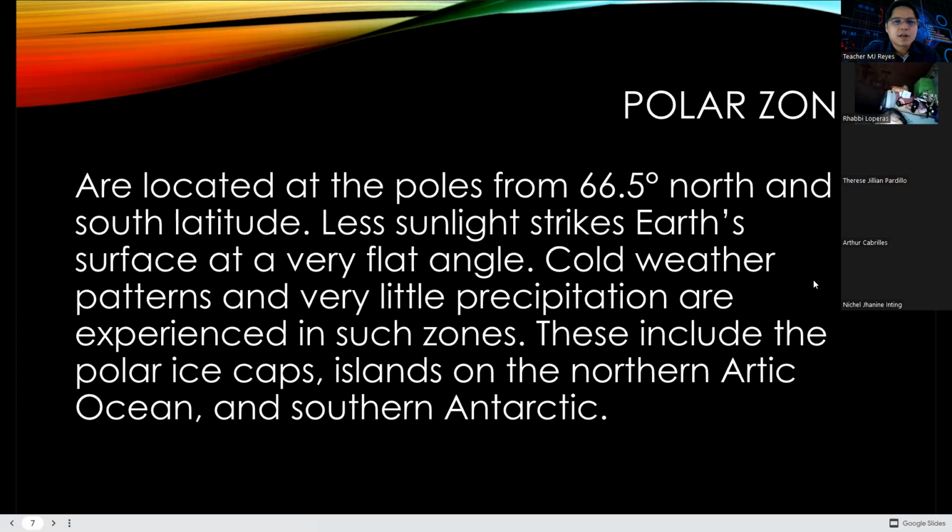Polar zones are located at the poles, from 66.5 degrees north and south latitude. Less sunlight strikes Earth's surface, at a very flat angle. Again, if you look at the position of Earth, it is not straight. It is at an angle, and it is not spherical but an oblate spheroid. Cold weather patterns and very little precipitation are experienced in such zones. Precipitation means rainfall. These include the polar ice caps, the islands of the Arctic Ocean, and southern Antarctica.